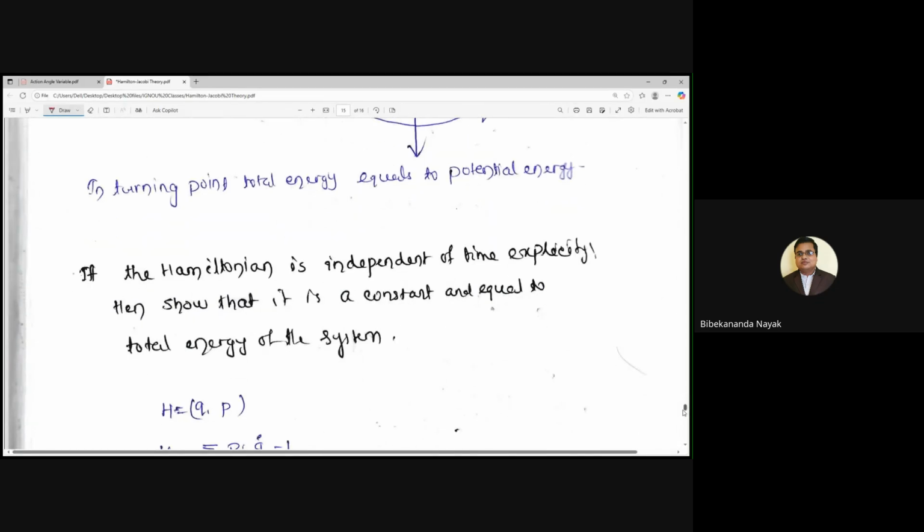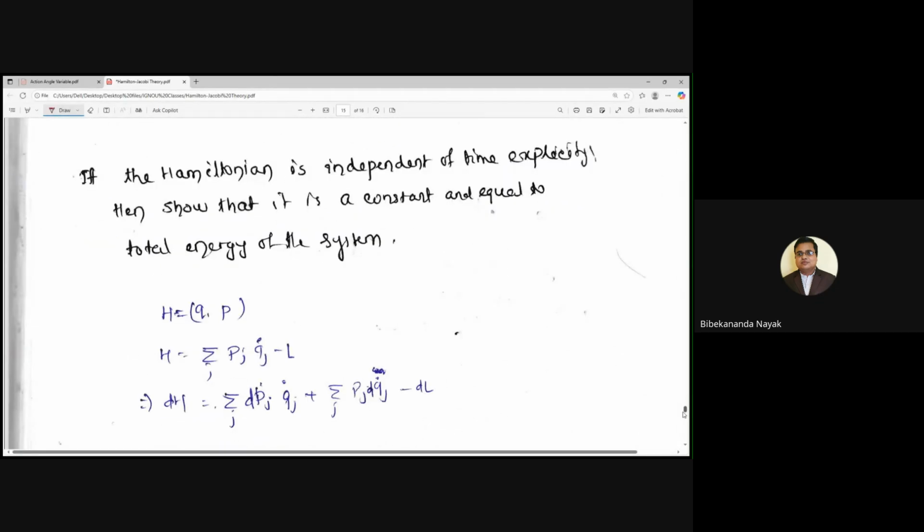The Hamiltonian, if the Hamiltonian is independent of time, you know that conservation theorem, then it is a constant and equal to total energy. You have to remember this is the formula for a conservative system. Conservative system means the Lagrangian does not contain time explicitly. Means kinetic energy or potential energy is independent of time. Then H is the total energy of the system.